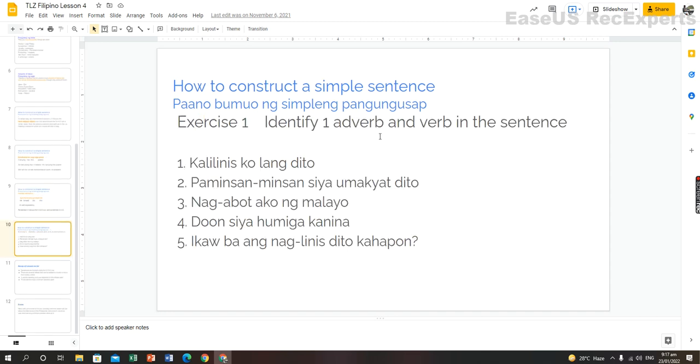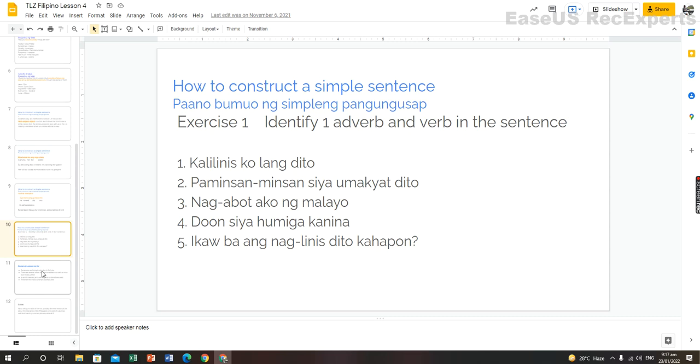So identify one adverb and the verb in the sentence. I'll leave you to that. You can pause the video right now. It's just an exercise though, just to see if you actually try to learn anything in this video.